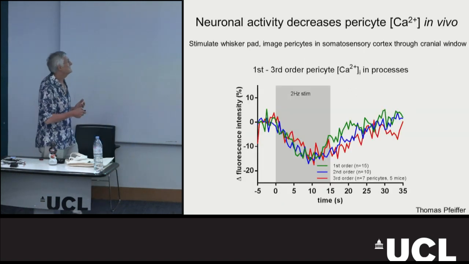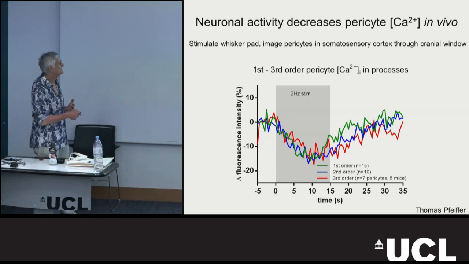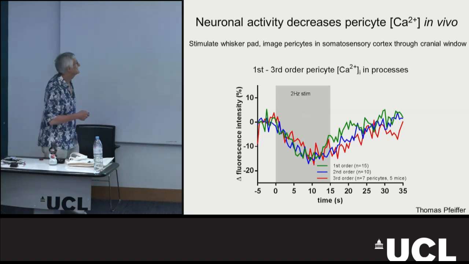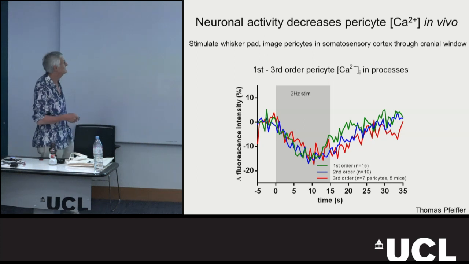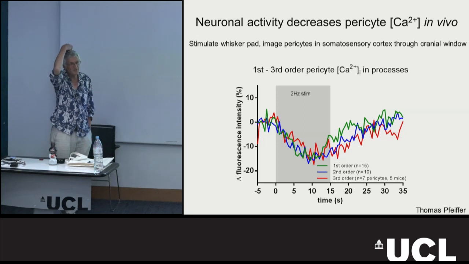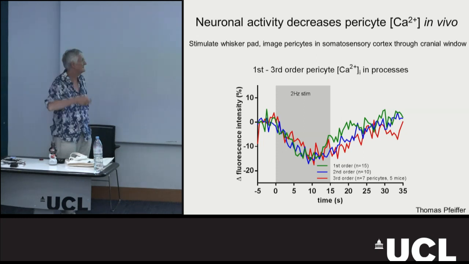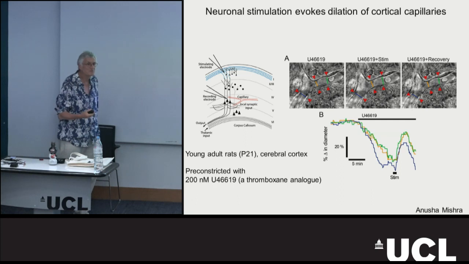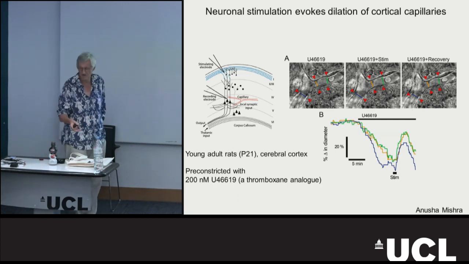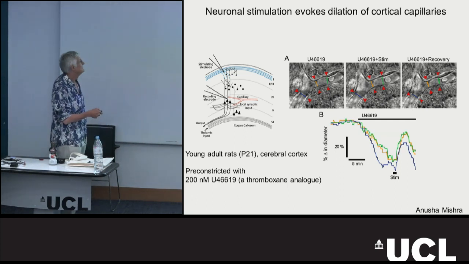In fact, we can. If we image pericytes in vivo with GCaMP expressed inside them, and look at pericyte processes, this is pericytes on the first to third order of the capillary tree. If we stimulate the whisker pad and image pericytes through a cranial window in the somatosensory cortex, you get a fall of calcium concentration, as you can see here. And you would expect this to generate a relaxation of the pericytes to increase their energy supply. And you can see this in brain slice experiments.